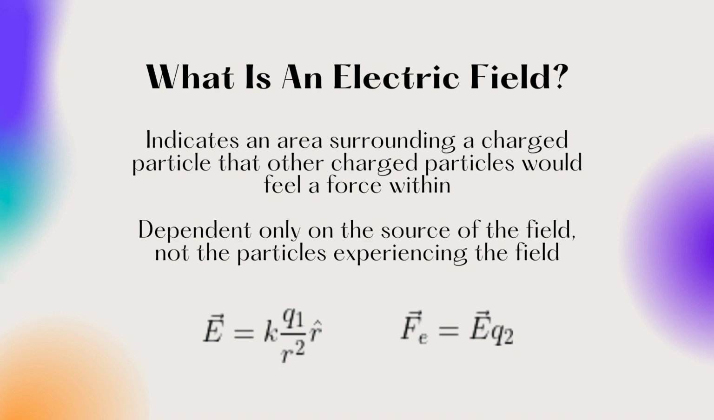Next, an electric field indicates an area surrounding a charged particle in which other charged particles would feel a force. It is important to note that an electric field is dependent only on the source of the field, not the particle experiencing the field. The formula is a constant times the charge of the source divided by the distance squared and multiplied by the direction vector. In other words, the electric force is equal to the electric field times the second observation charge.